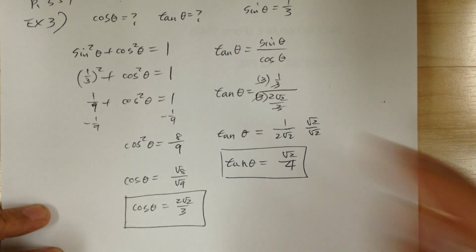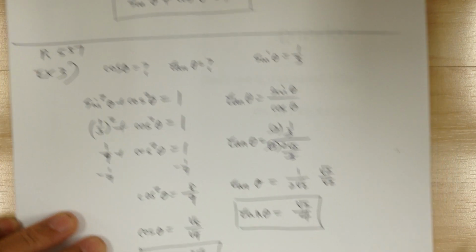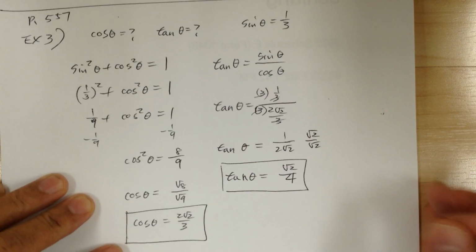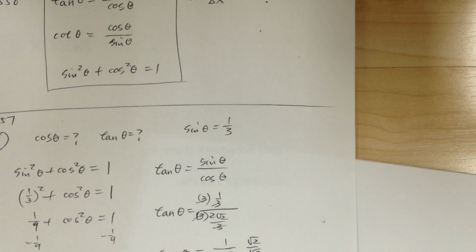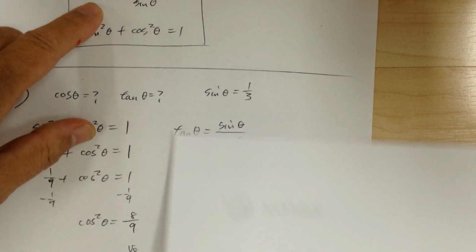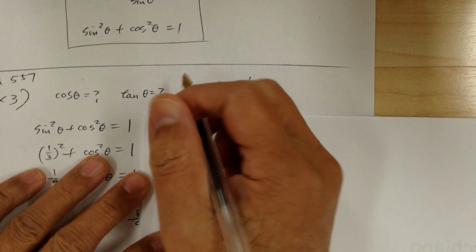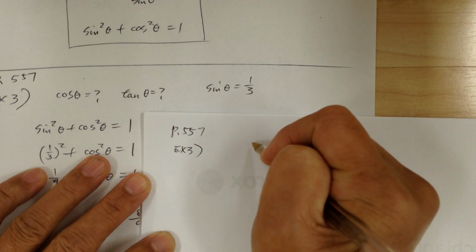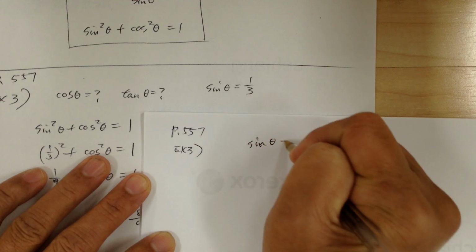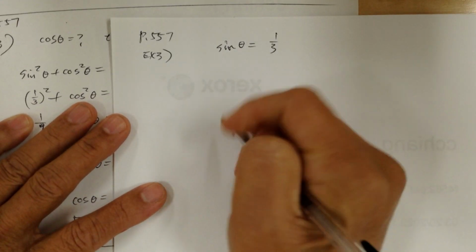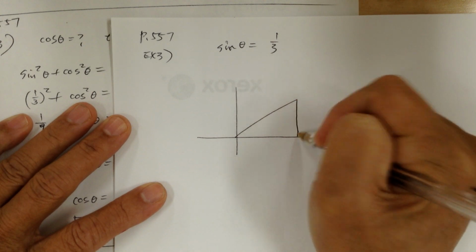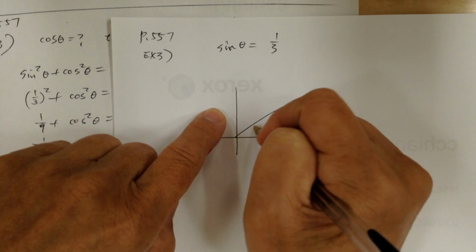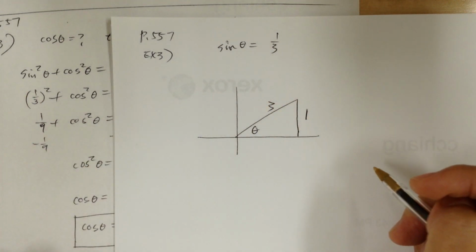Okay. So this is kind of a lot of writing, but in a similar way, what you want to do is, if you know your definition, okay? So what you do is, on page 557, example 3. When you got sine theta equal to 1 over 3, if you draw a generic triangle, sine is the opposite over hypotenuse, right? So your picture would be 1 over 3 like that.